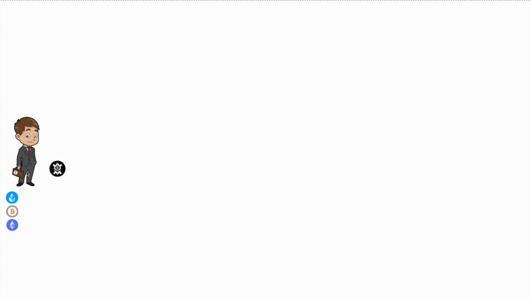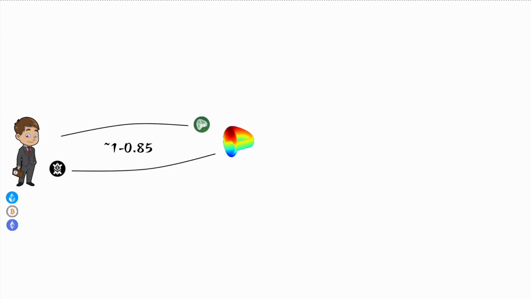So here are the assets that are currently live: wstETH, WBTC, ETH, and Frax staked ETH. In this example, he's going to use Frax staked ETH to open this position. So he heads over there, deposits his assets, and borrows. In this case, he's going to borrow the maximum.